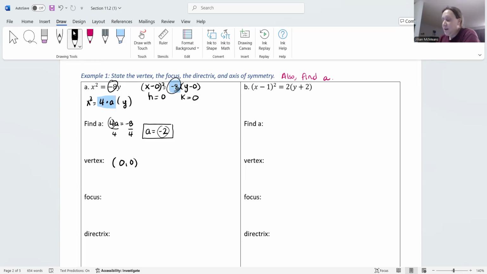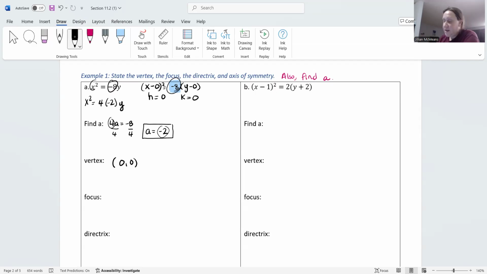So we can rewrite this whole thing if we want to as x squared equals 4 times -2 times y. It's the same thing. We've sort of unsimplified that -8. We've written it as two factors, one of which is A, one of which is the 4 that's just a generic part of the equation. So we now know that A is -2.